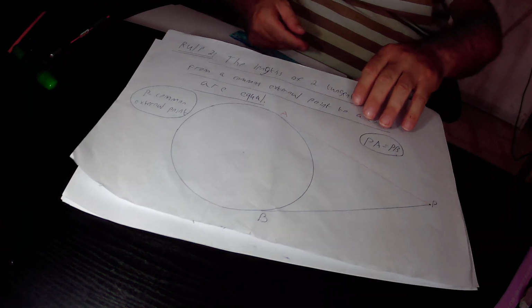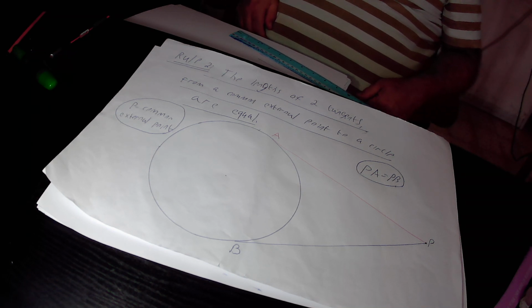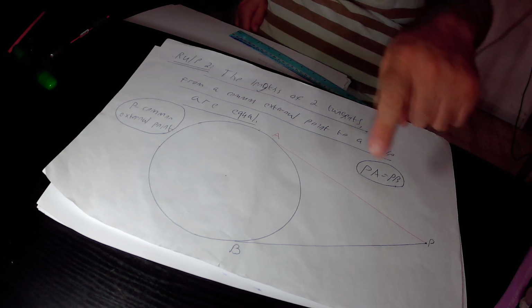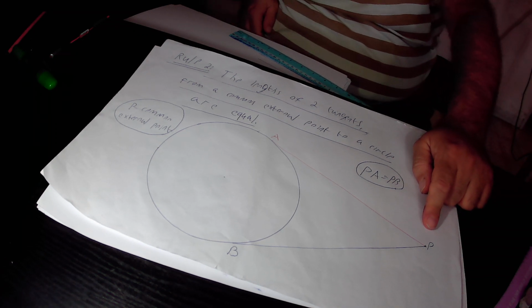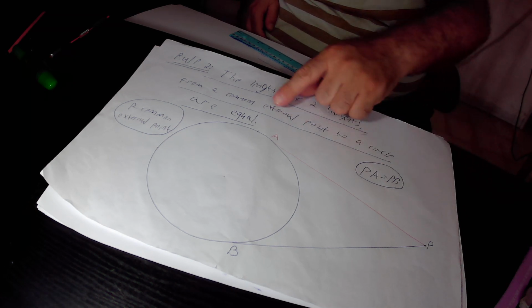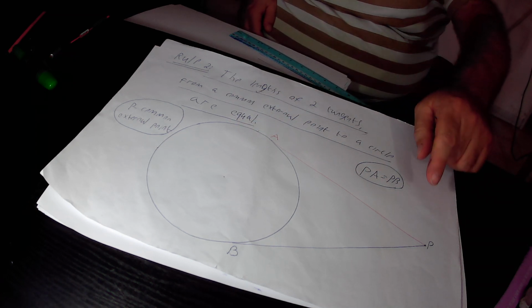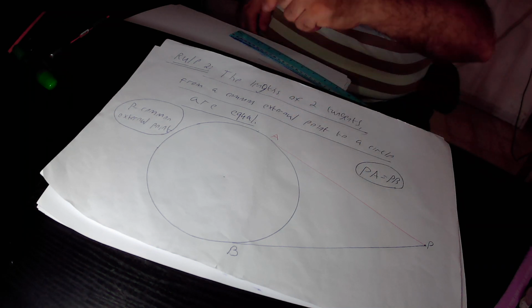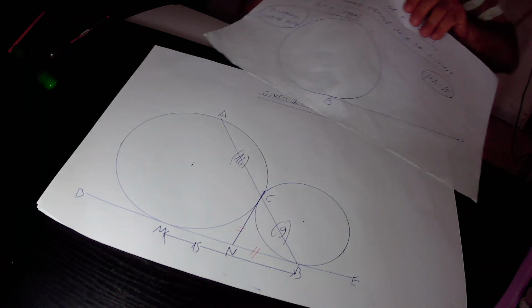According to rule 2, the lengths of two tangents from a common external point to a circle are equal. So in the circle, this is the common external point P. From this common external point P, we have two tangents to this circle, tangent PA and tangent PB. And according to this rule 2, they are equal to each other. That is to say, PA equals PB. So we have already implemented rule 2 in our drawing.